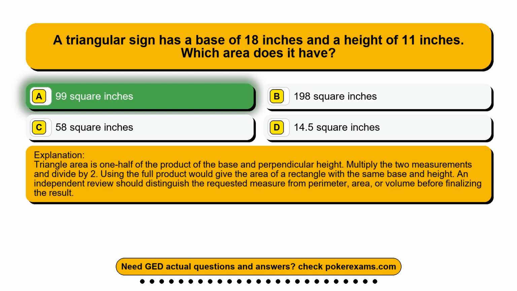Triangle area is one half of the product of the base and perpendicular height. Multiply the two measurements and divide by 2. Using the full product would give the area of a rectangle with the same base and height. An independent review should distinguish the requested measure from perimeter, area, or volume before finalizing the result.